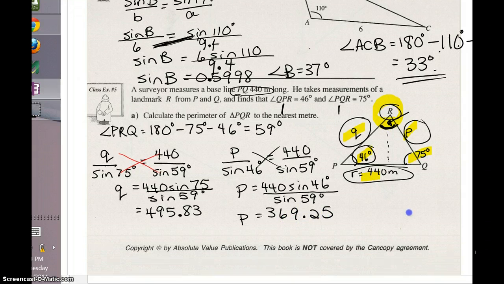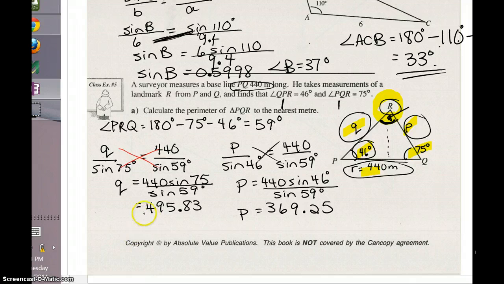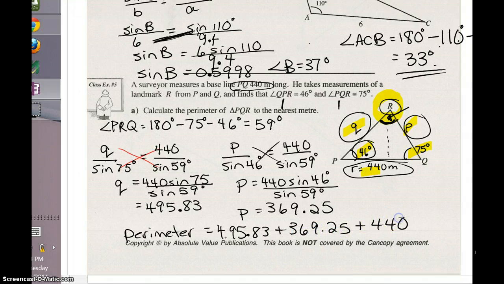369.25. Now once you have that, you have all the sides, so you can figure out the perimeter by taking your P, Q, and R and adding them all together, and that's what I'll do. I'll take all the numbers and add them, and that will give me my perimeter, which is 1,305 meters, and it did say in the question to the nearest meter, so you need to make sure that you take it to the ones.